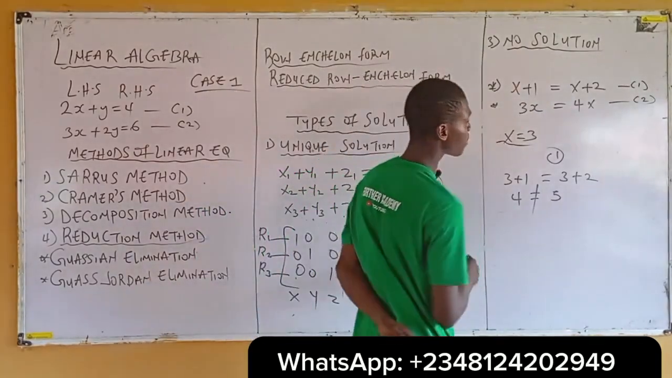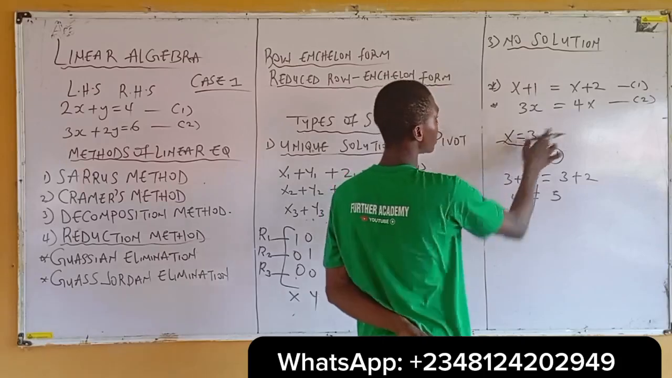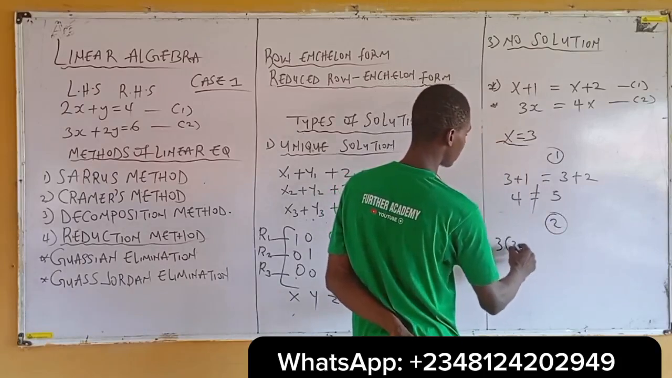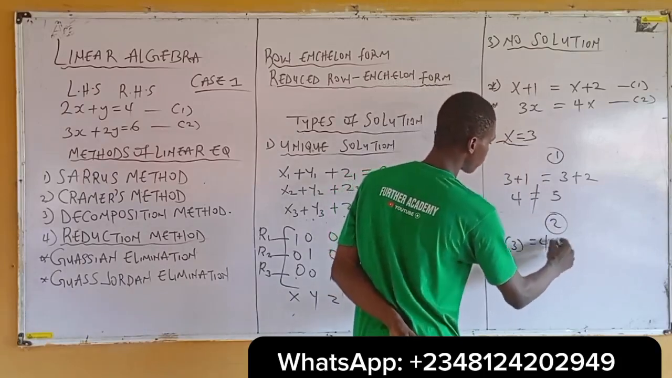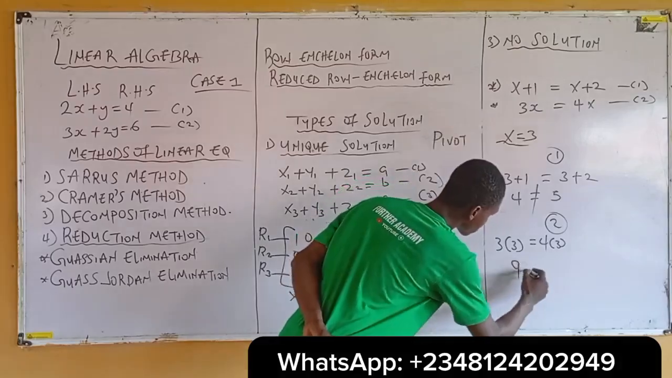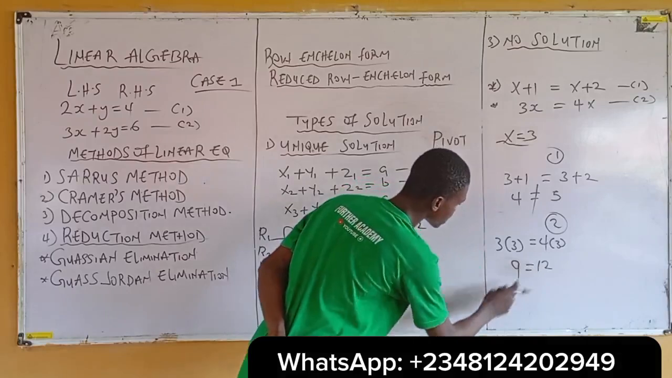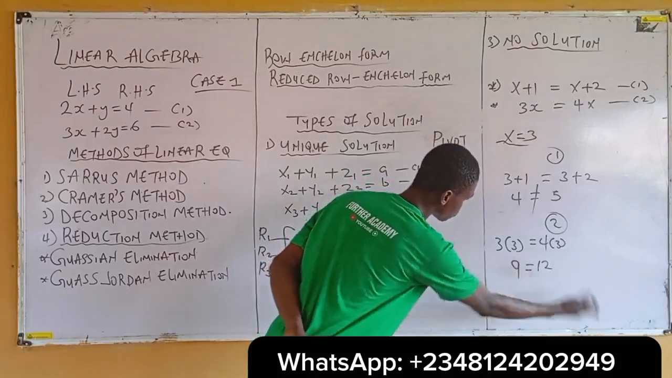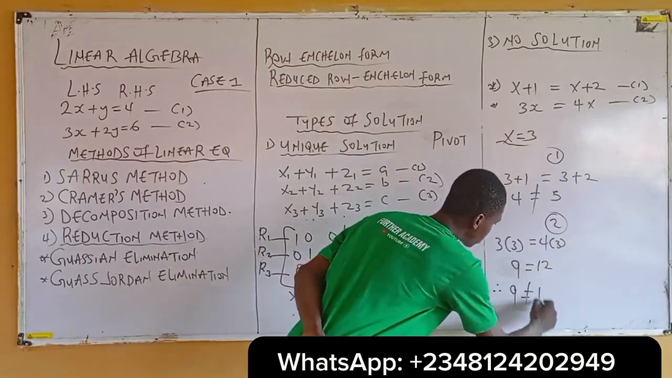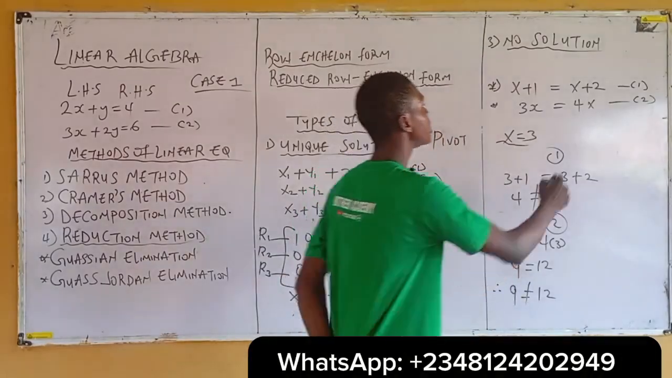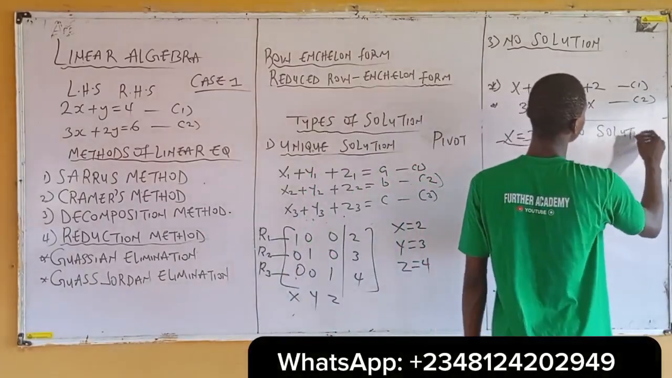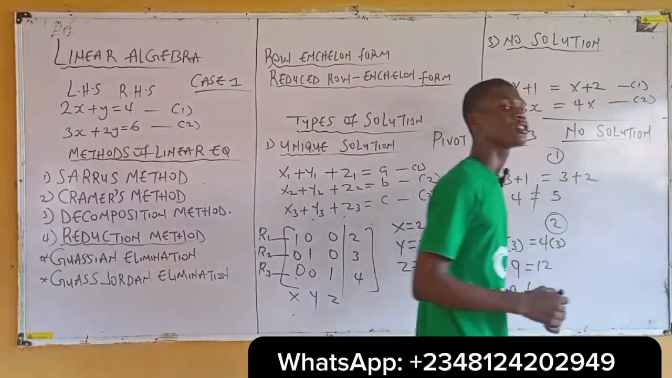Similarly, for the second equation, still using this value of x, when x equals 3, we then have 3 into bracket 3, right? Equating that to 4 into bracket 3. This gives me what? 9. And this gives me what? 12. Meaning that what we are saying is that 9 equals 12. Is it possible? Is 9 equal to 12? Therefore, 9 is not equal to what? 12. So for this equation, it has what? No solution. This equation has no solution.